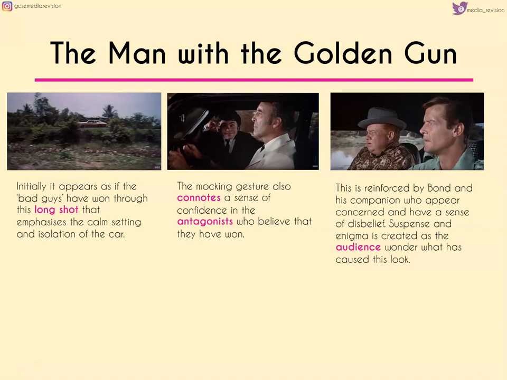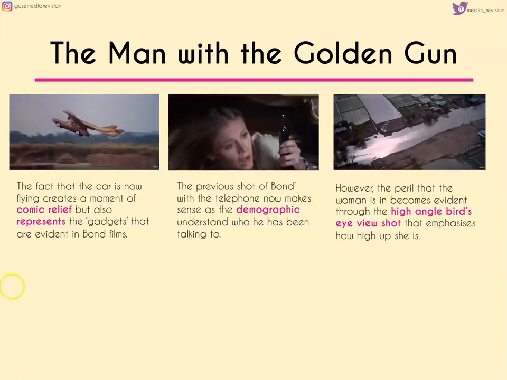We can see a smirk on the other man's face as well, and this is reinforced by Bond and his companion, who seem to have this sort of concerned, disbelieving stare on their face. And this again creates more suspense and mystery, enigma, because we wonder what has happened to cause this look. And we finally realise that in the next frame where we see that the car is now flying. This creates a moment of comic relief where the audience sort of laugh to break the tension, but it also represents the gadgets that we would expect to find within Bond films.